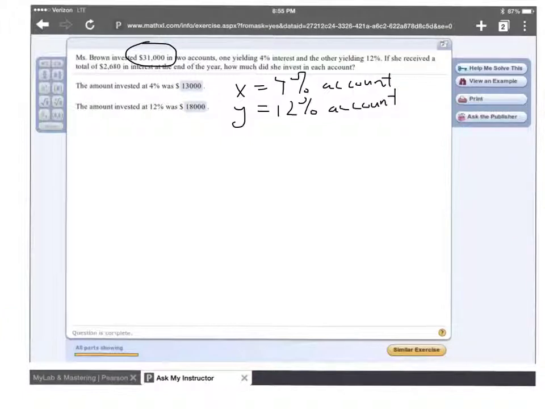So we know one thing. We know X, the amount invested at 4%, plus the amount invested at 12% is equal to 31,000. So there's our first equation. Now our second equation has to do with the interest. It says if she received a total of $2,680 in interest. Well, let's go ahead and look at what that looks like.